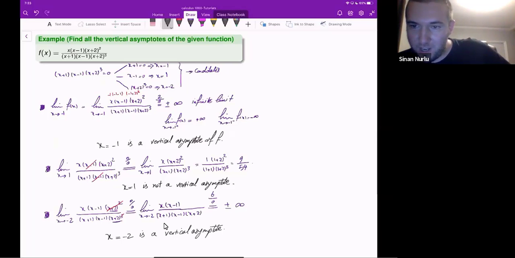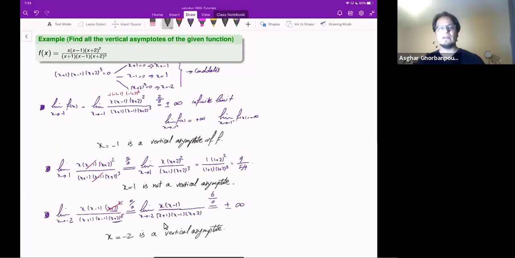Why is x equals 1 not a vertical asymptote then if it is cancelled? A vertical asymptote has nothing to do with canceling or not canceling. The definition is straightforward. The limit as x approaches that number must be an infinite limit. We found that the limit of the function as x approaches 1 is a number, not infinity. It exists. It is 9/54. And that means that from that, we can conclude that x equal to 1 is not a vertical asymptote.